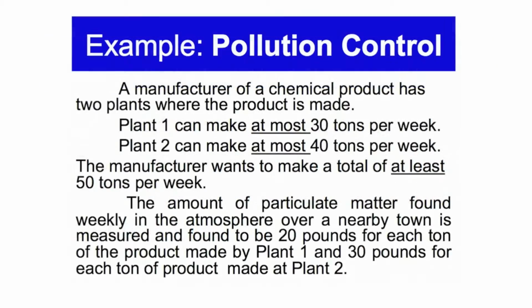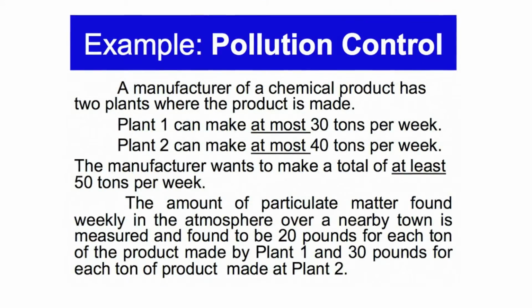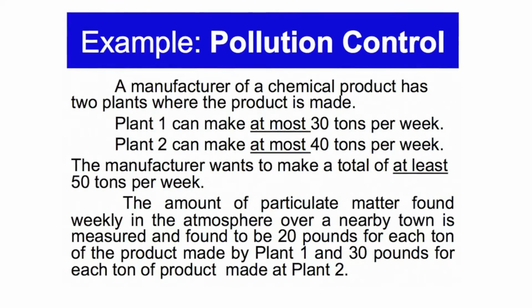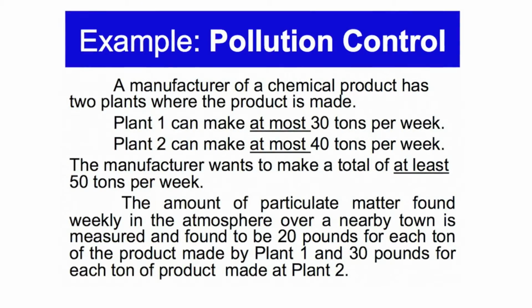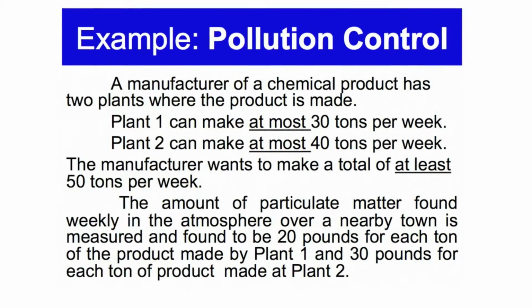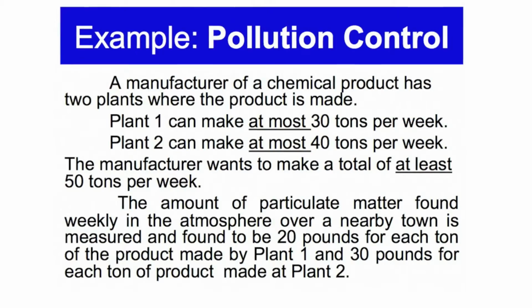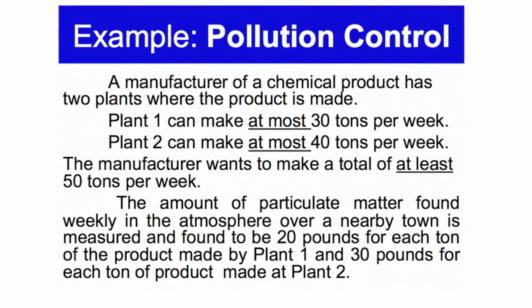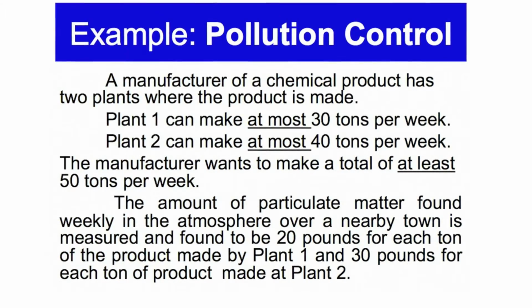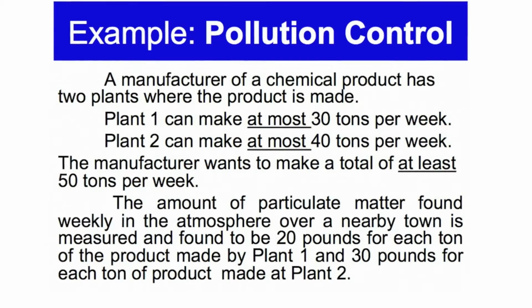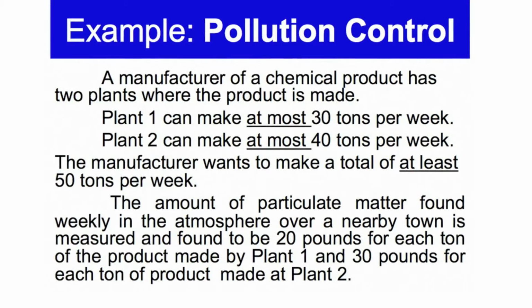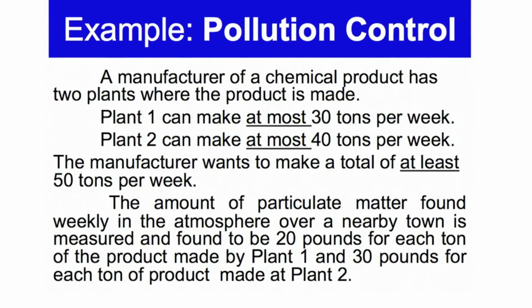Let's look at an example, the problem of controlling pollution. A manufacturer of a chemical product has two plants where the product is made. Plant 1 can make at most 30 tons per week. Plant 2 can make at most 40 tons per week. The manufacturer wants to make a total of at least 50 tons per week. The amount of particulate matter found weekly in the atmosphere over a nearby town is measured and found to be 20 pounds for each ton of the product made by plant 1 and 30 pounds for each ton of the product made at plant 2.